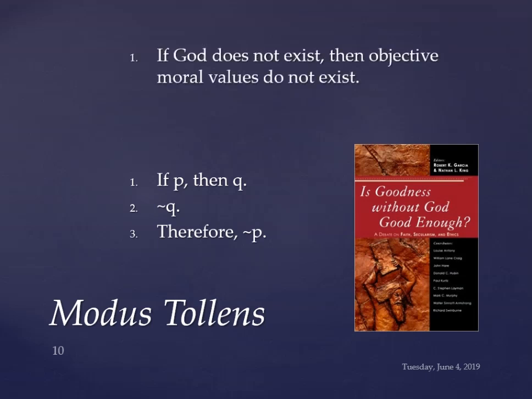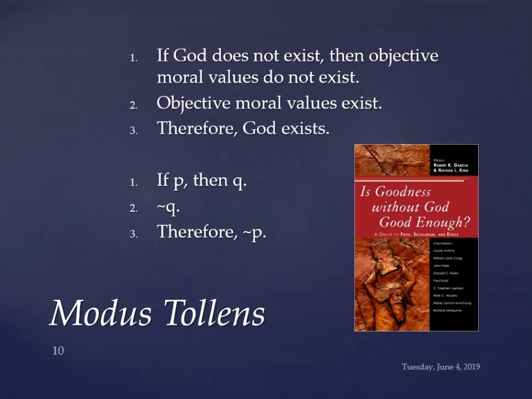It says, if God does not exist, then objective moral values do not exist. Right, so you see that? It's an if-then. If God does not exist, then objective moral values do not exist. Premise 2 says objective moral values exist. So that's going to be the negation of the consequent here. And so then you can conclude that God exists. It's an interesting argument because it is valid. It's a valid argument. So what's debated in the book is whether or not it's sound.